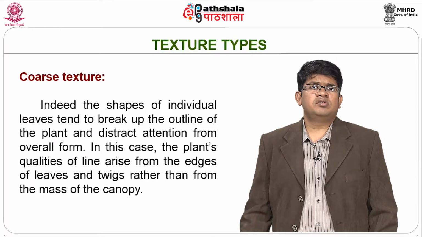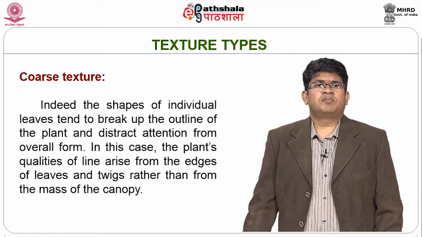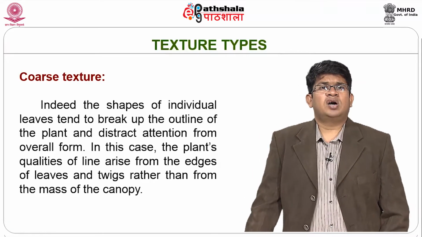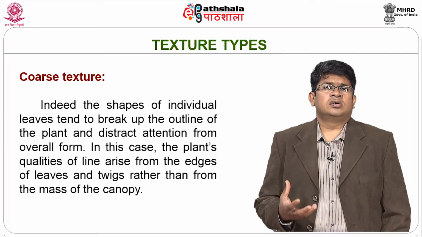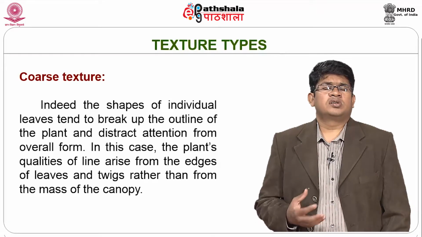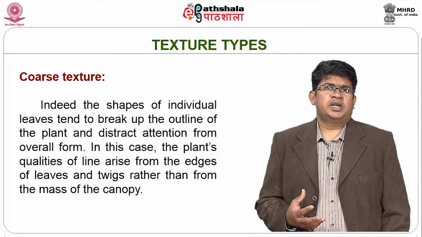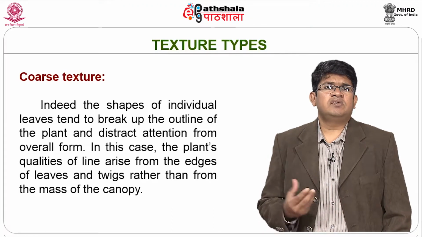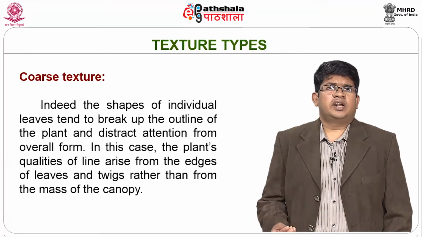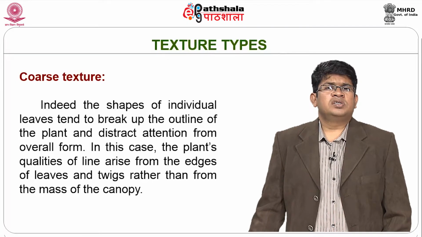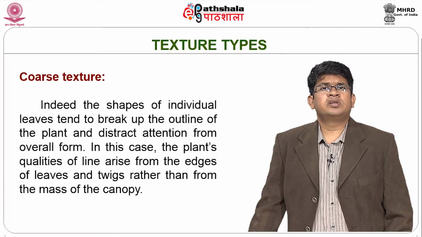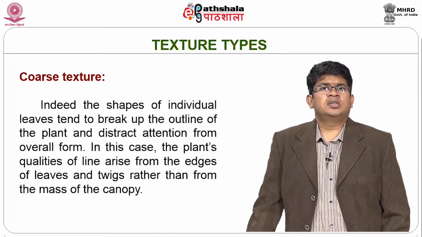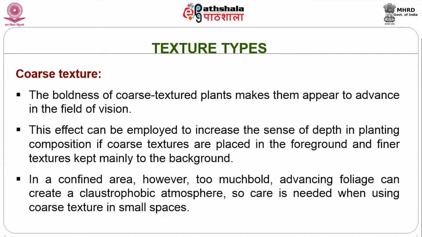So, indeed the shapes of individual leaves tend to break up the outline of the plant. So, the outline or the entire form of the plant is not as significantly visible or emphasized as in a fine textured plant, but here the leaves themselves get that kind of attention in the overall form. So, in this case the plant's qualities of line arise from the edges of leaves and twigs rather than from the mass of the canopy. So, we see more detailing with respect to the leaves and twigs more than the massing of the entire planting canopy itself.